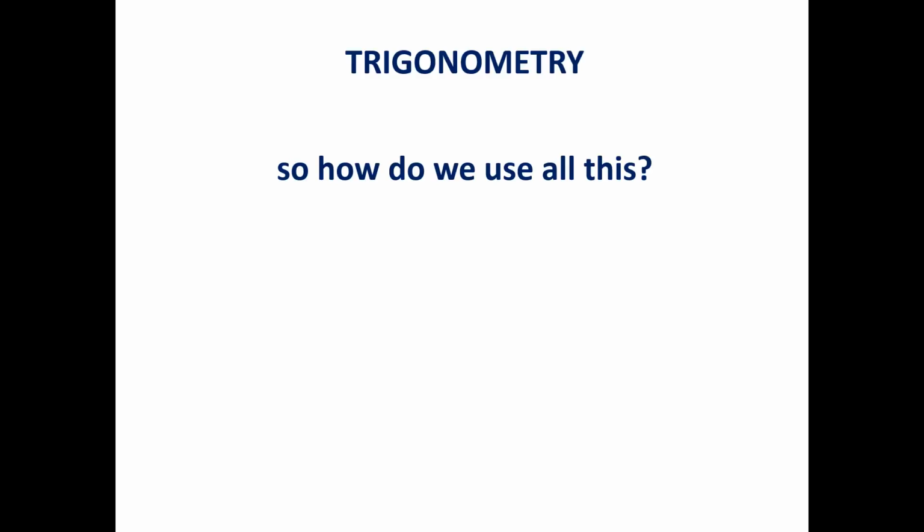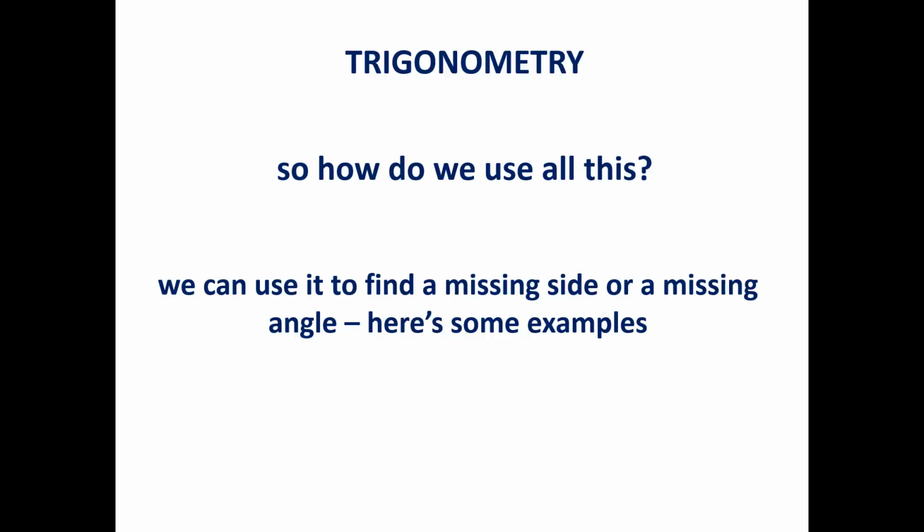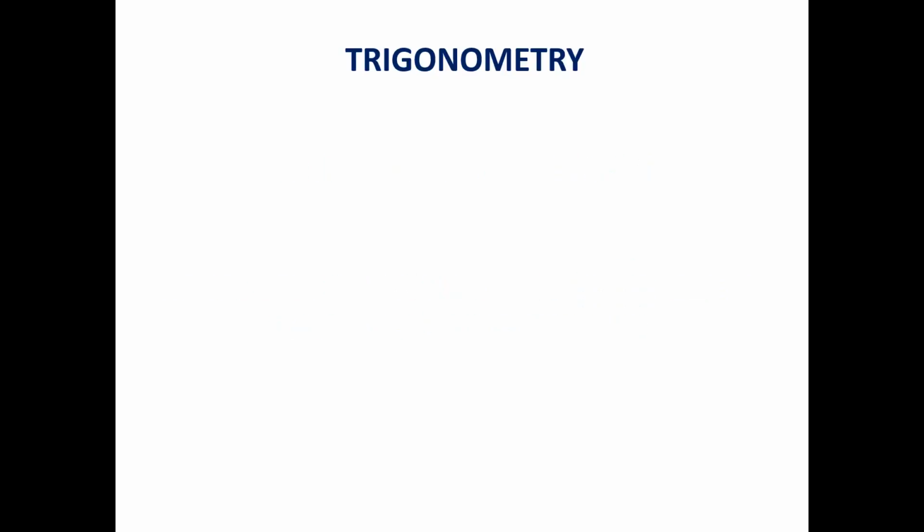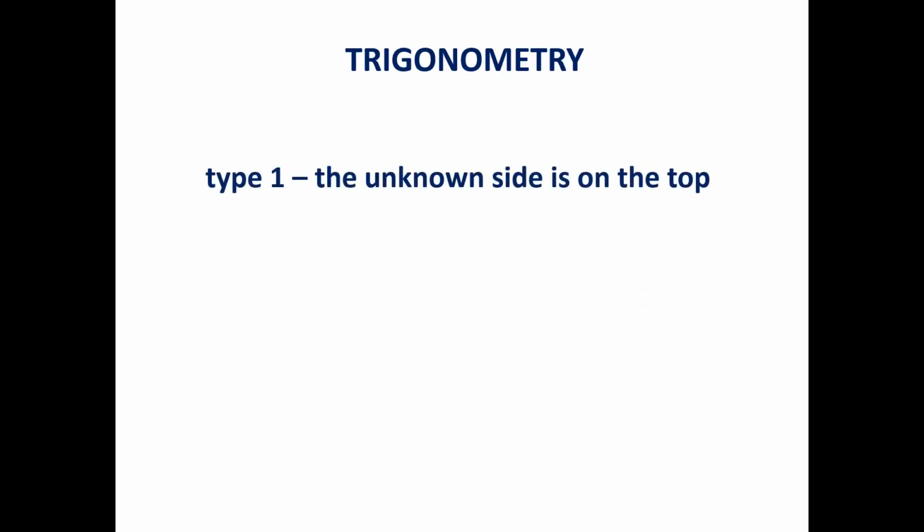Okay, so let's have a look at some calculations and how we use all this trigonometry stuff then. Now we can use trig to find a missing side or a missing angle, and we're going to work through some examples. And this one we're calling type 1. The unknown side is on the top. What does that mean now?